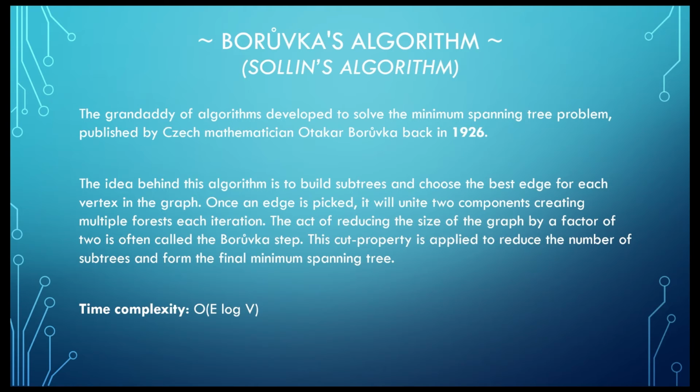The act of reducing the size of the graph by a factor of 2 is often called the Boruvka step. The cut property is applied to reduce the number of subtrees and form the final minimum spanning tree. Our time complexity is O(E log V).